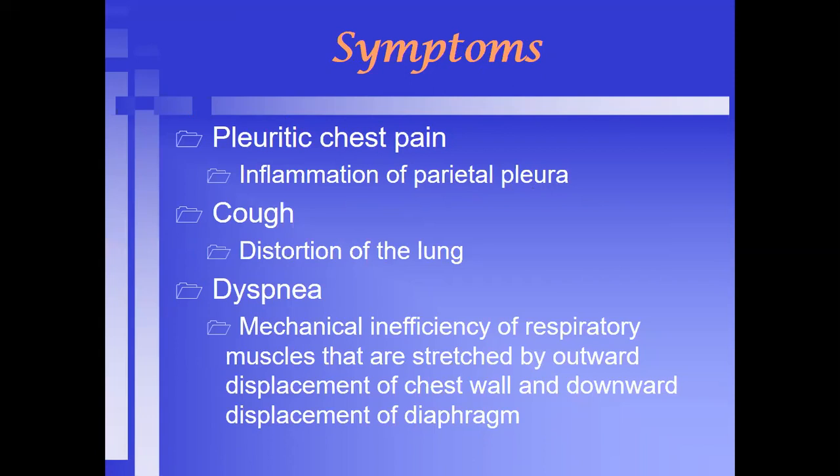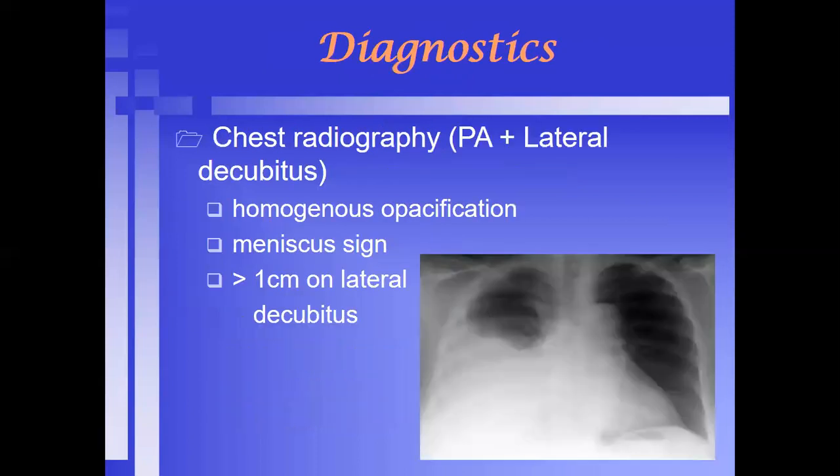So the pushing of the chest wall and the diaphragm will lead to stretching of the respiratory muscles. If you remember, your muscles should have significant overlap of your muscle fibers so that you can have proper muscle contraction. And if you stretch your muscle fibers, then you don't have that area of overlap for which the muscles can contract adequately.